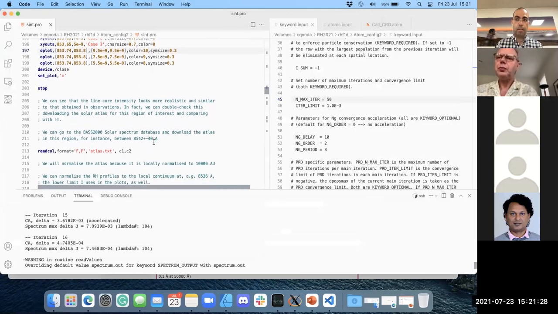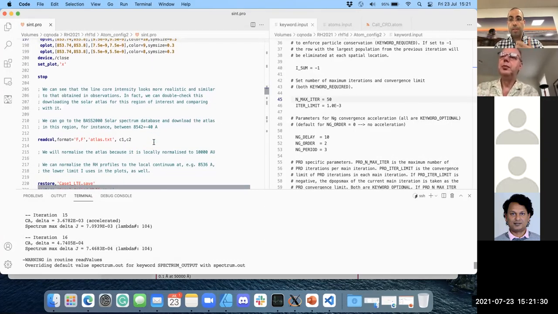I've said that the red profile looks more like the observations, but the truth is that we should check that, and there's a very easy way to do it. So let's look for the atlas.